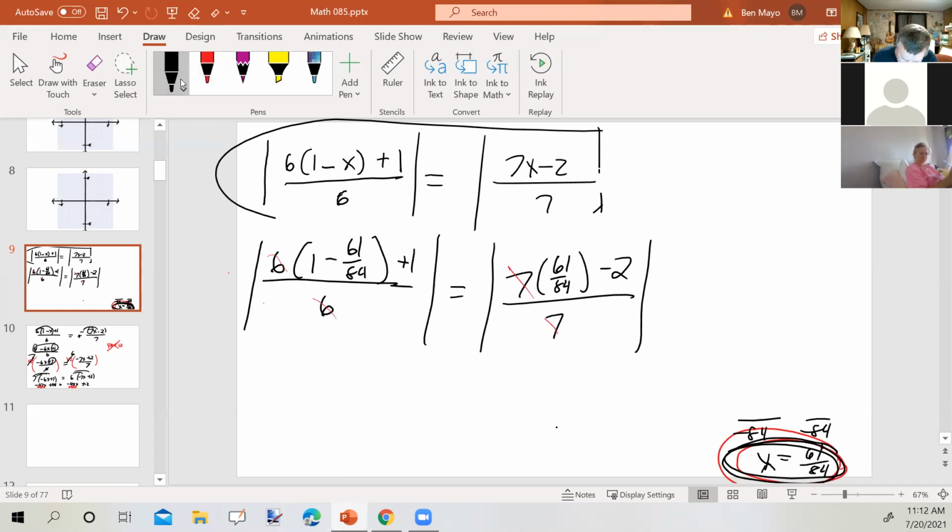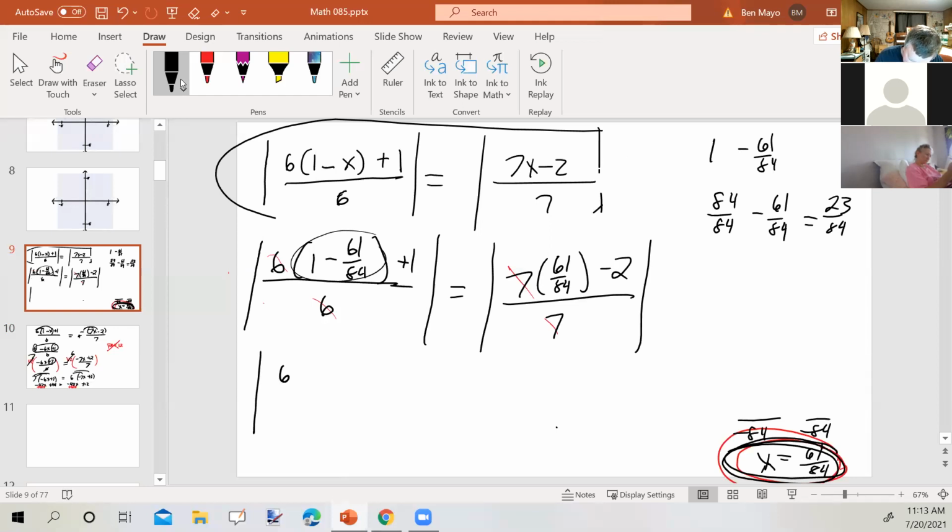Okay. So let's see what's going on here. 1 minus 61 over 84. Let's take that little piece there. 1 minus 61 over 84 would be 84 over 84 minus 61 over 84. What am I doing? I'm getting a common denominator. So I'm taking 1 and turning it into 84 84ths. Okay. So 84 84ths minus 61 84ths would be what? 23 84ths? Is that right? Oh, I guess it's all right. Okay. So now I have this.